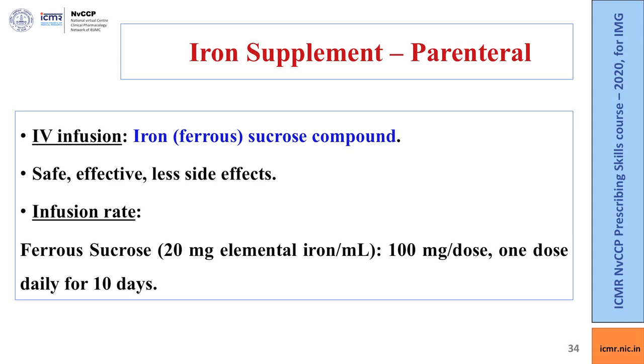Iron sucrose is a commonly used drug for IV infusion. It has an advantage of being safe with fewer side effects. The infusion rate for iron sucrose, which contains 20 mg elemental iron per ml, is 100 mg per dose. Hence, you need to prescribe and administer one dose daily for 10 days.